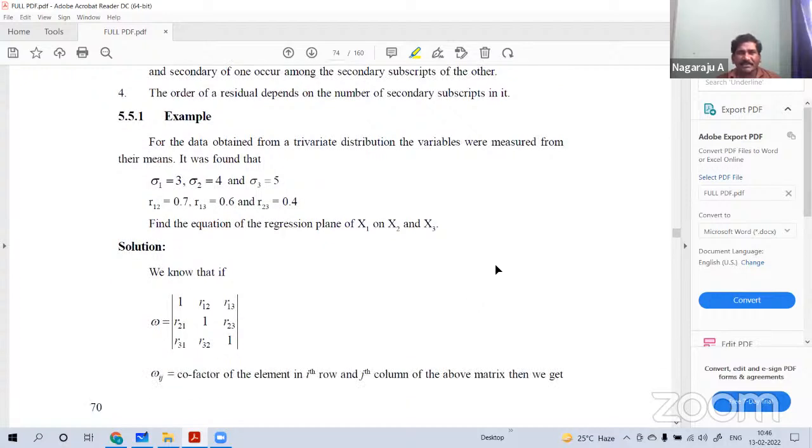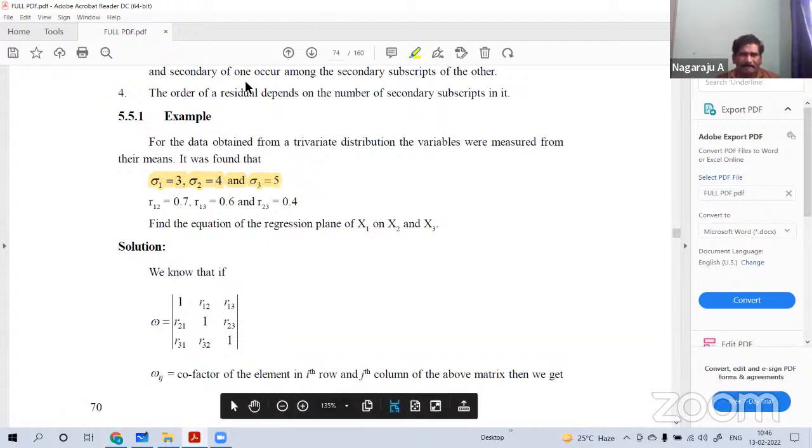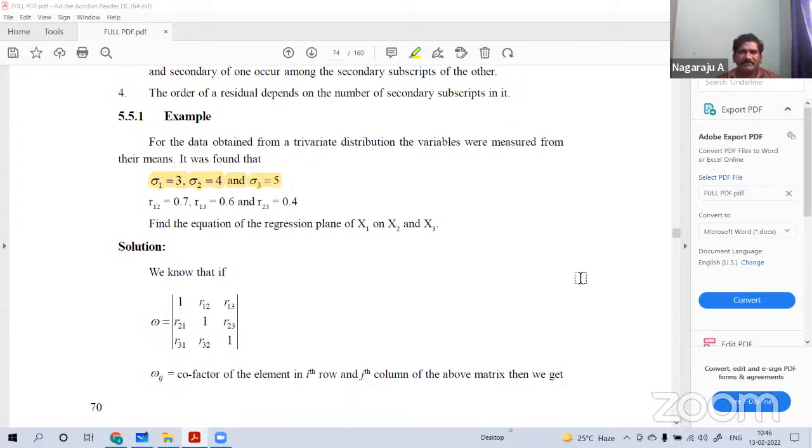Now, from the exam point of view, he will ask problems like this. Sigma 1, sigma 2 and sigma 3, the three standard deviations, will be given. Sigma 1, sigma 2, sigma 3, we have three variable data. Next, R12 equals 0.7, R13 is 0.6, R23 is 0.4. Find the equation of the regression plane of x1 on x2 and x3.